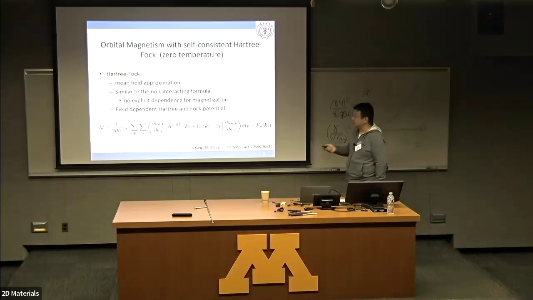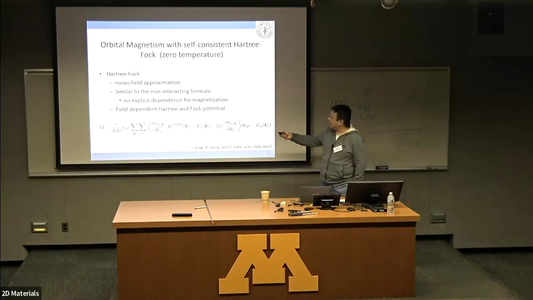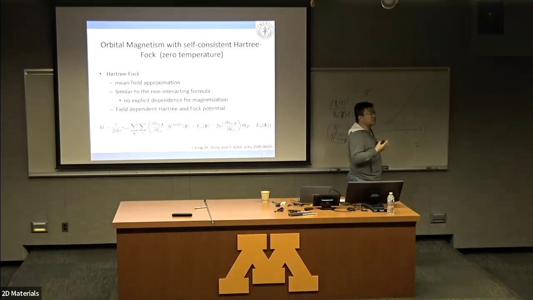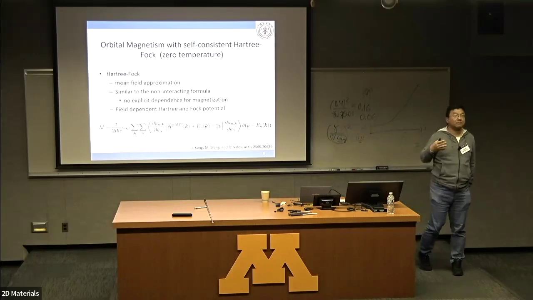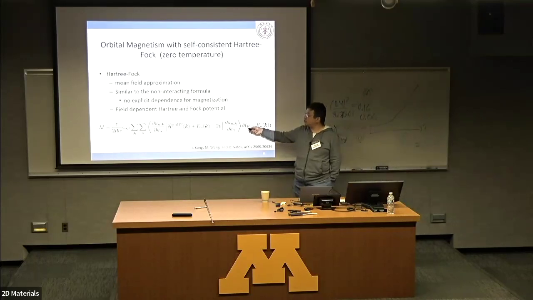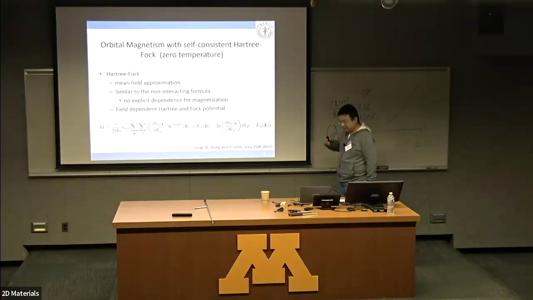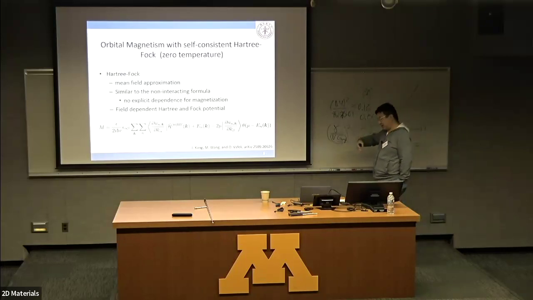How do you do this? You miss one important thing: in the Hartree-Fock approximation, you have the Hartree and the Fock potentials, and in principle they can depend on the magnetic field. So in this sense it's quite different from the non-interacting problem, because in principle you should include the field dependence of the Hartree-Fock potential. It turns out, quite surprisingly, that the formula for M is still identical to the non-interacting formula.